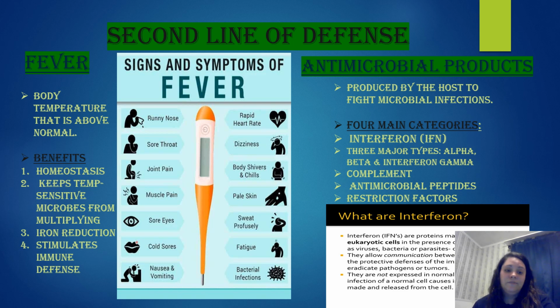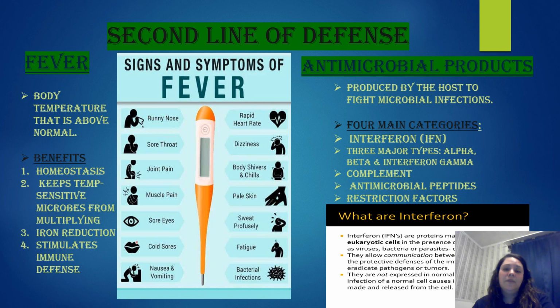It's also, fever will also stimulate the immune defense. So fever will speed up phagocytosis happening. It's going to aid lymphocytes also in finding these pathogens and stuff so that the phagocytes can actually go and destroy them. The next one's going to be antimicrobial products.